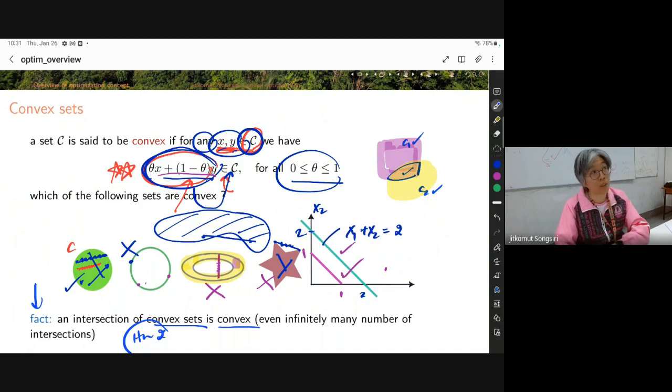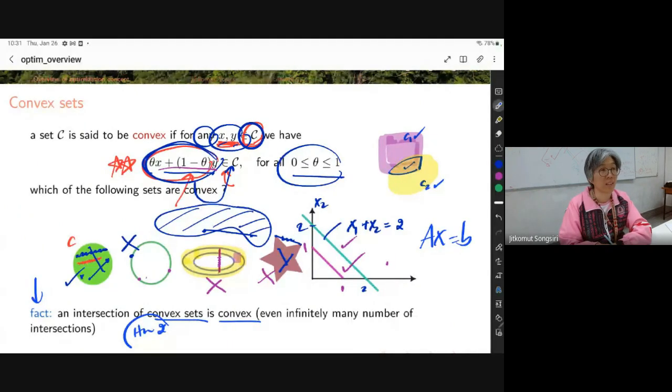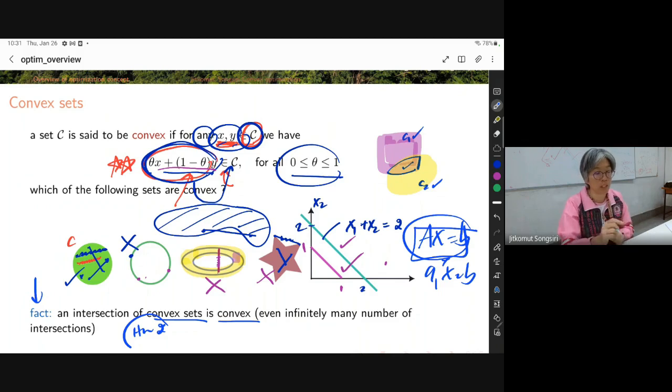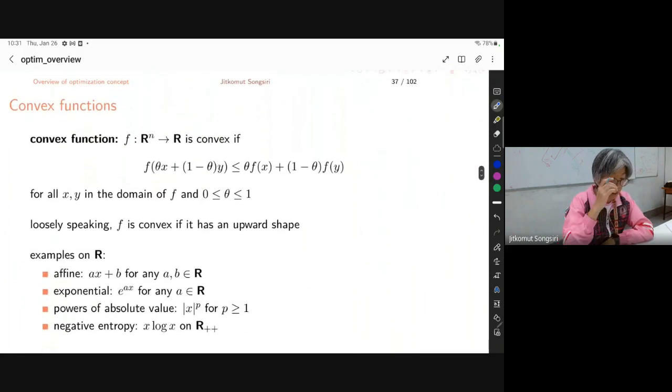That's why when you have a set of linear equations as your constraint, is it convex or not? You can think of one equation as a line, and because all the equations have to be satisfied, you can think of that as the intersection of many lines. The set of solutions to a linear system is a convex set. Okay, maybe just for now.